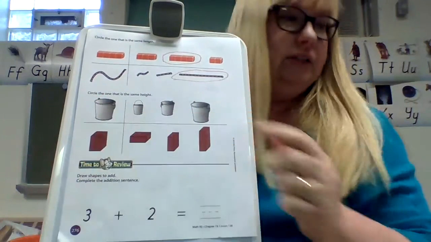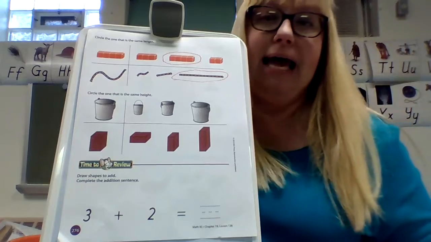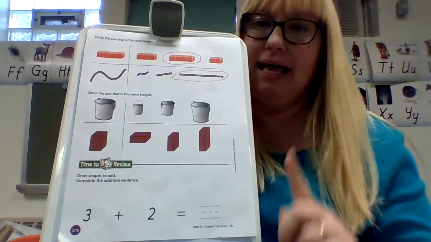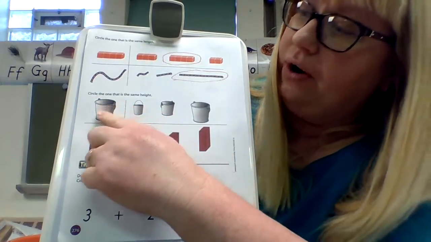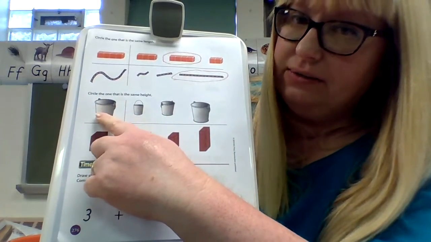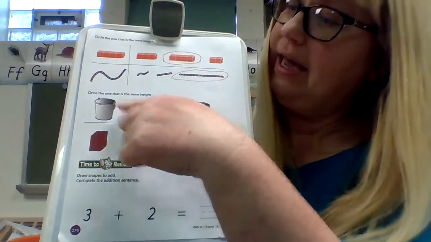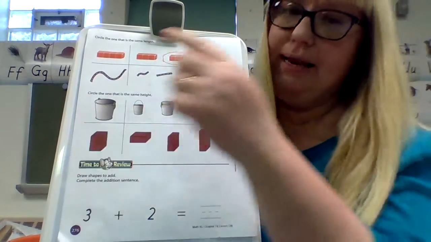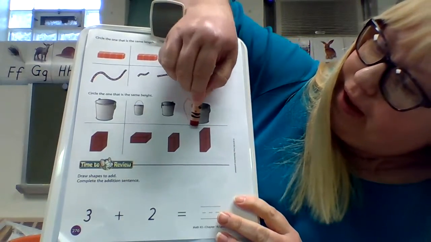Next, I'm going to read these directions here. It says circle the one that is the same height. So you're looking at how tall they are. So let's take a look. You are not circling the first one. You're looking at these three. Which one of these three is as tall as this one? This one, right.